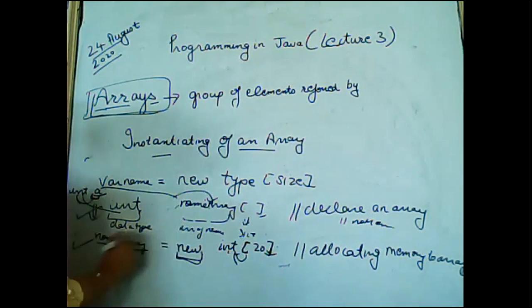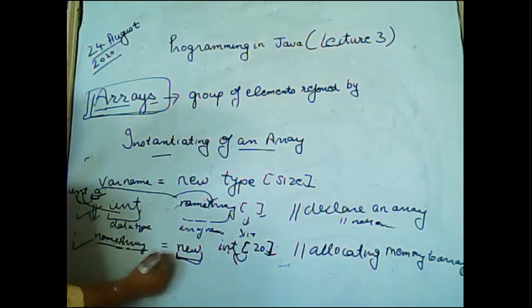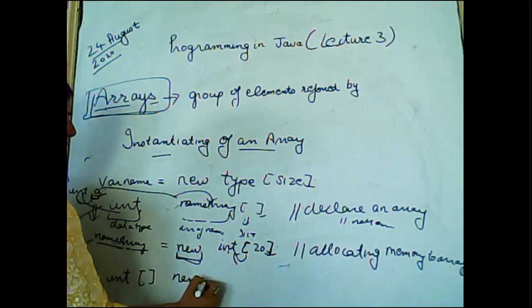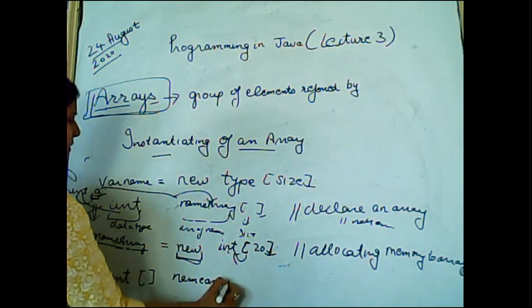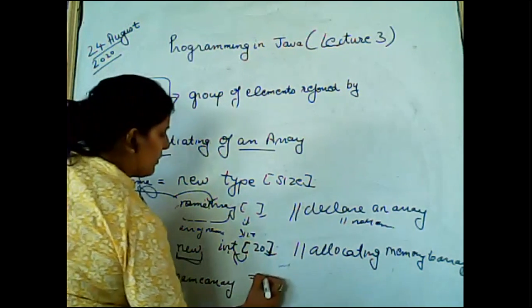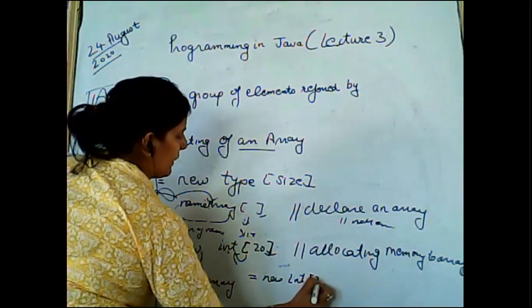Next, we can refer to this particular thing. How can we combine both these statements? We can use it like this: int array, name array, equal to new int 20.